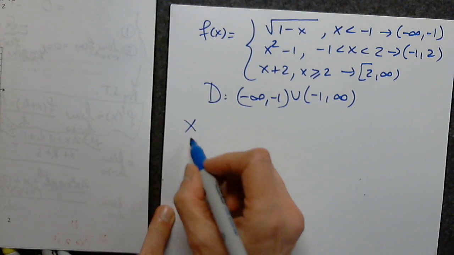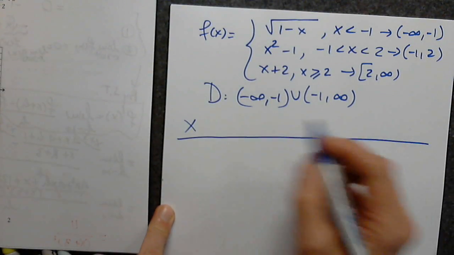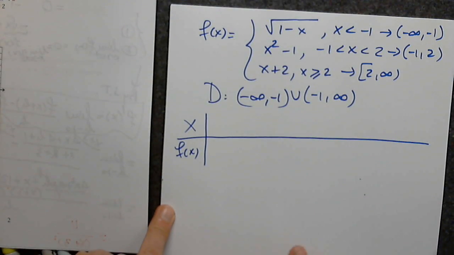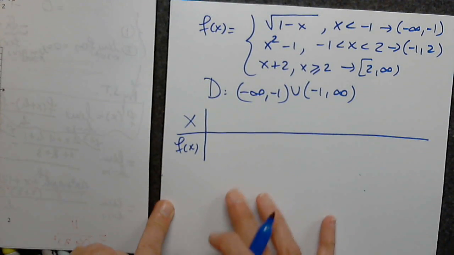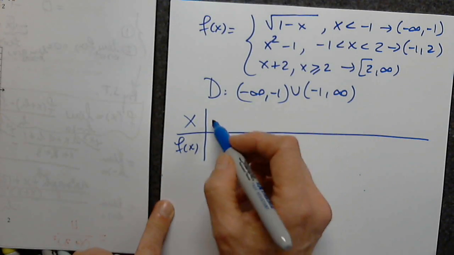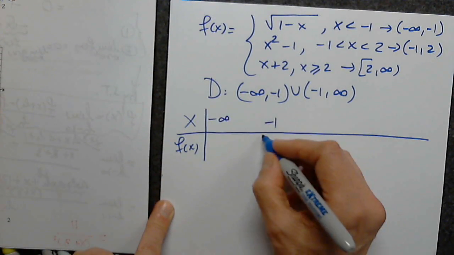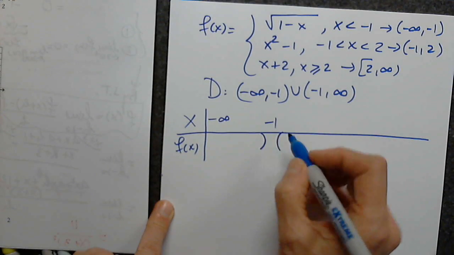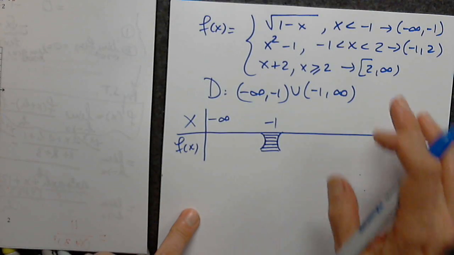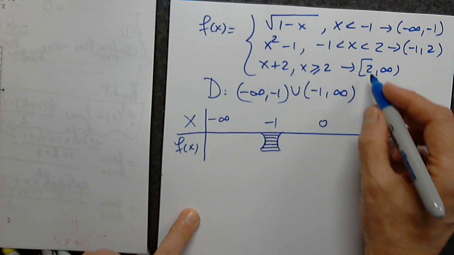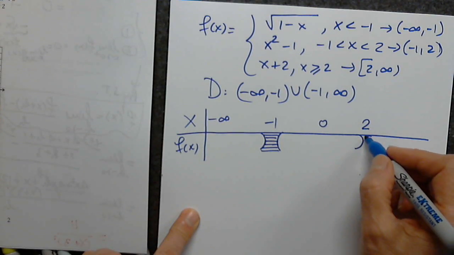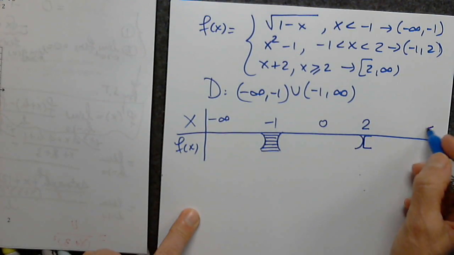Now I create my table. As I mentioned, please try to get used to this, because in the next chapter I'm going to add 2 more rows here. I look at the domain. I see negative infinity, negative 1. I see 0 has to be in the table. And I see 2, with a parenthesis to the left and the bracket touching to the right. And then infinity.